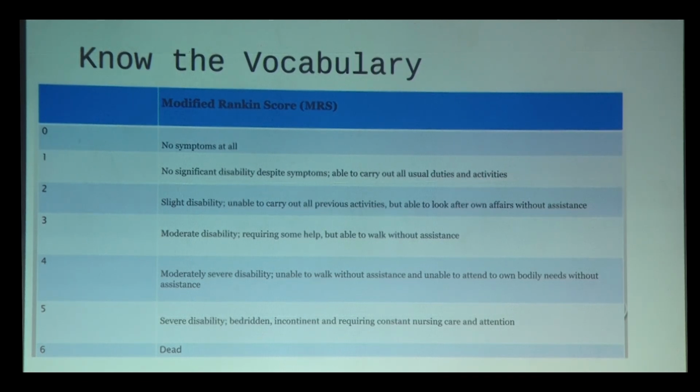And mRS 4 is moderate severe disability, unable to walk without assistance and unable to attend their own bodily needs. And mRS 5 is severe disability, that is they are incontinent, bedridden and requiring constant nursing care and attention. mRS 6 is death.